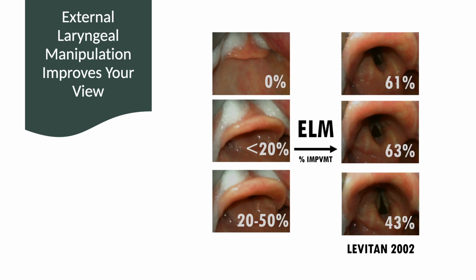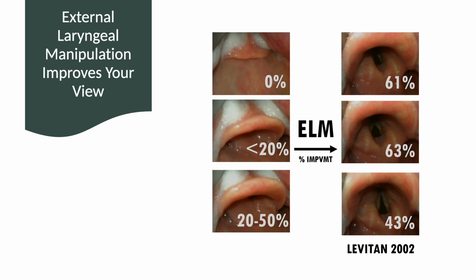So in this one, they had a 0% view, right? You can see the tip of the epiglottis, but you can't see arytenoids, you can't see vocal cords. And over here, by just pushing down and up on the larynx, they improved their view by 61%. Same thing here. There's less than a 20% view here. You see your epiglottis. You can barely see your arytenoids. But here they're doing external laryngeal manipulation again. They move that airway into their field of view, and it improved their view by 63%.